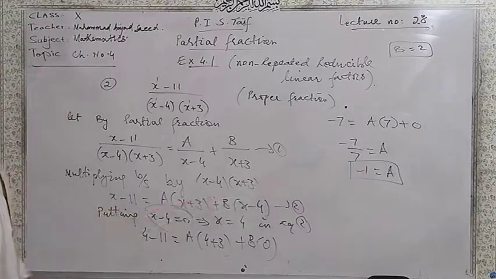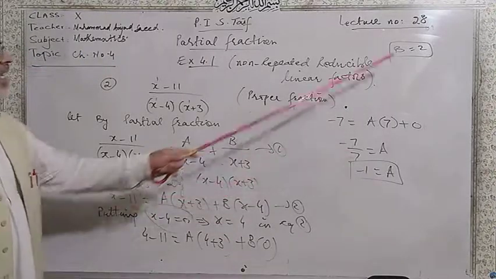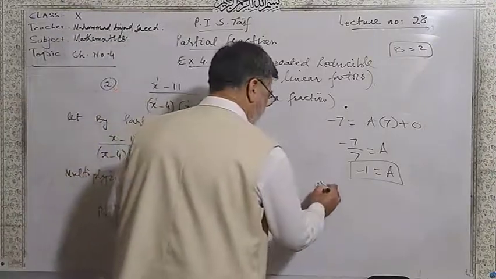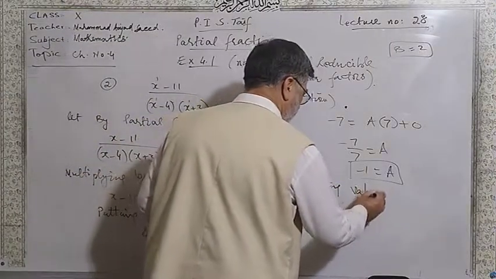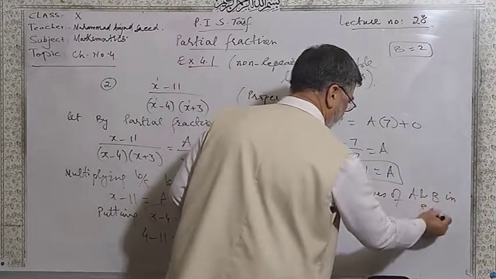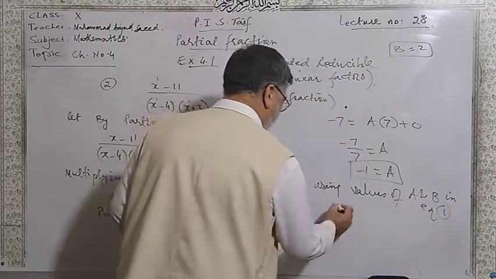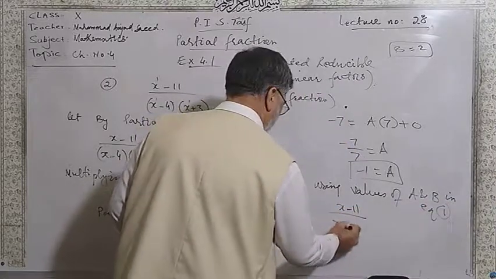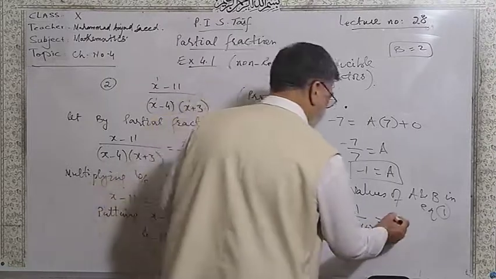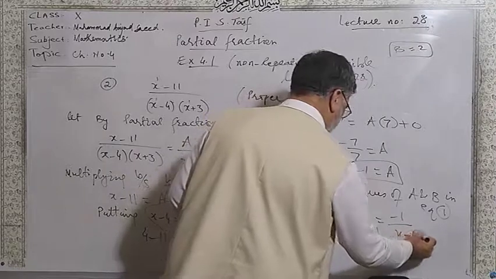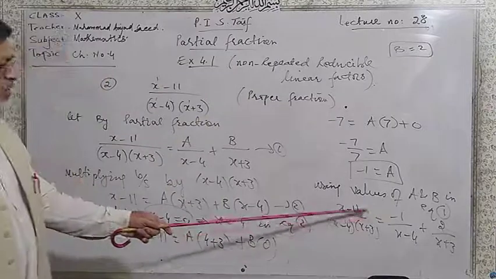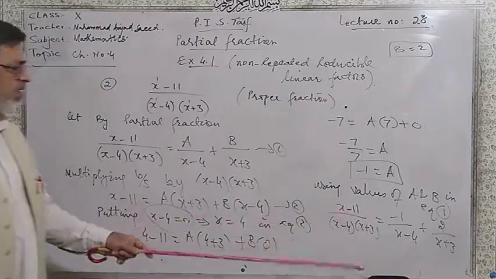So a is equal to minus 1. Using values of a and b in equation number 1, we have x minus 11 over x minus 4 into x plus 3 is equal to minus 1 over x minus 4 plus 2 over x plus 3. Dear students, this is your answer. This is the partial fraction.